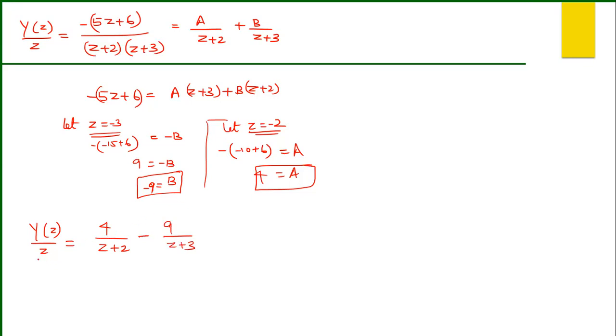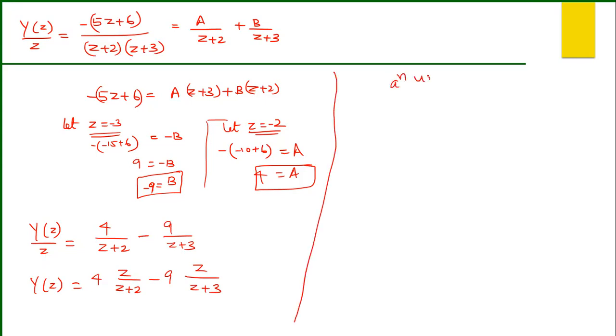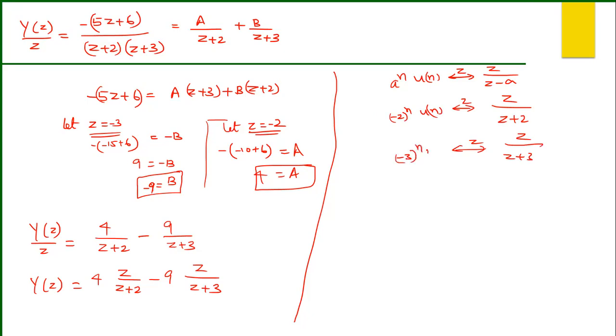After calculating the coefficients, you send this z back once again. So what is y of z? 4 into z by (z plus 2) minus 9 into z by (z plus 3). Now you apply the inverse Z transform. How to apply the inverse Z transform? a power n u of n, Z transform is z by (z minus a). Now here z by (z plus 2), z plus 2 means what is the a value? Minus 2. Minus 2 whole power n into u of n. z by (z plus 3) is nothing but minus 3 whole power n into u of n.